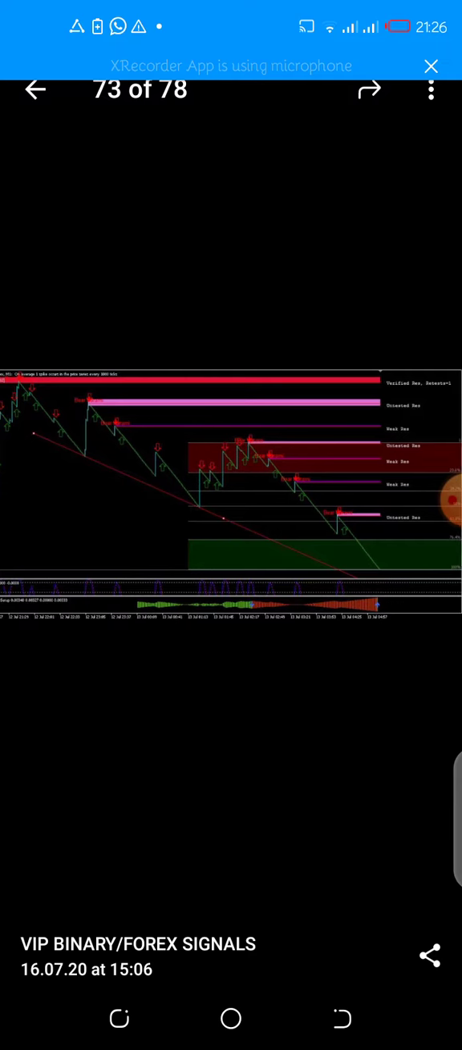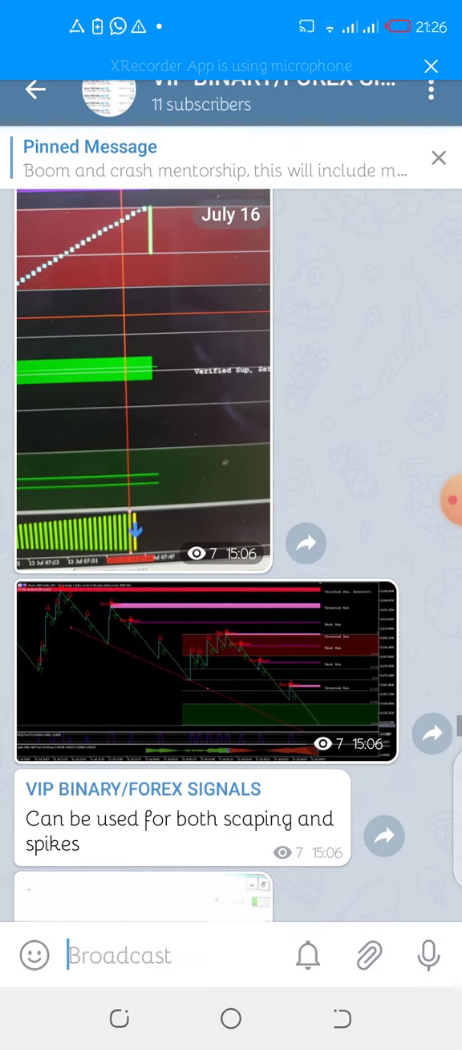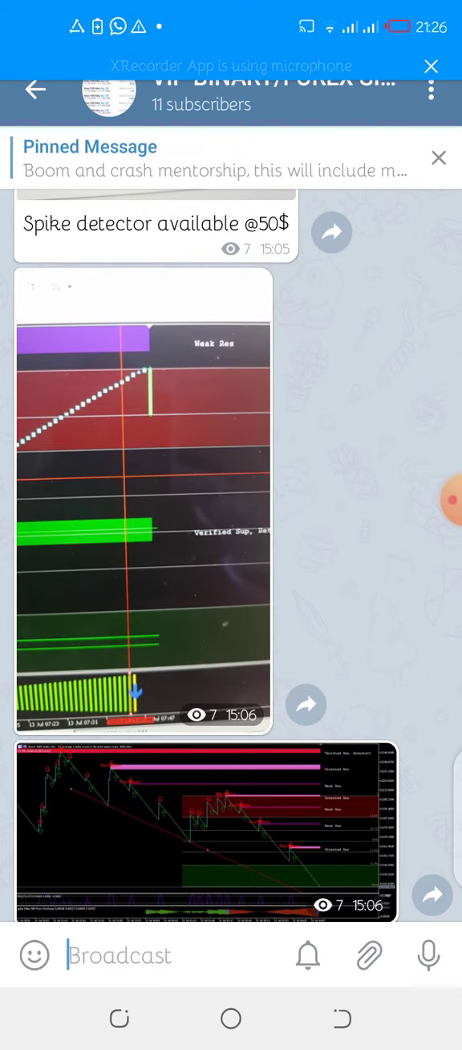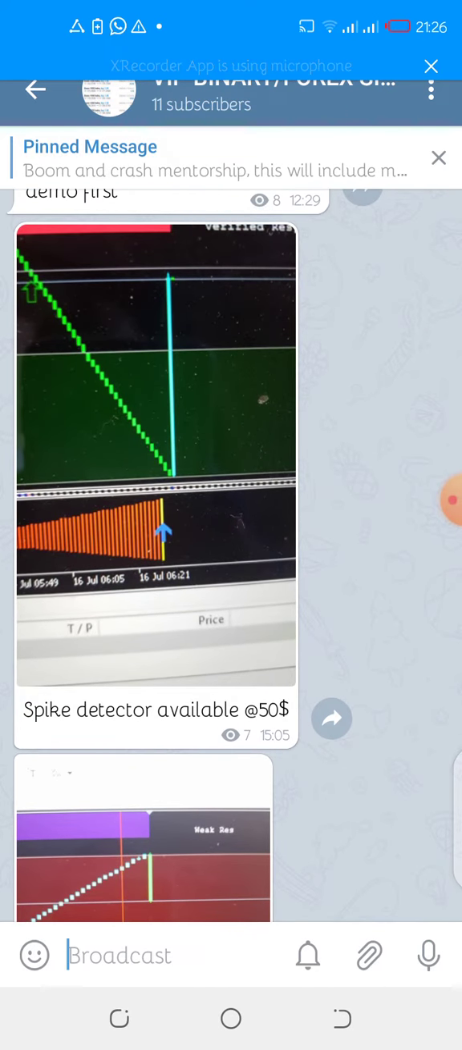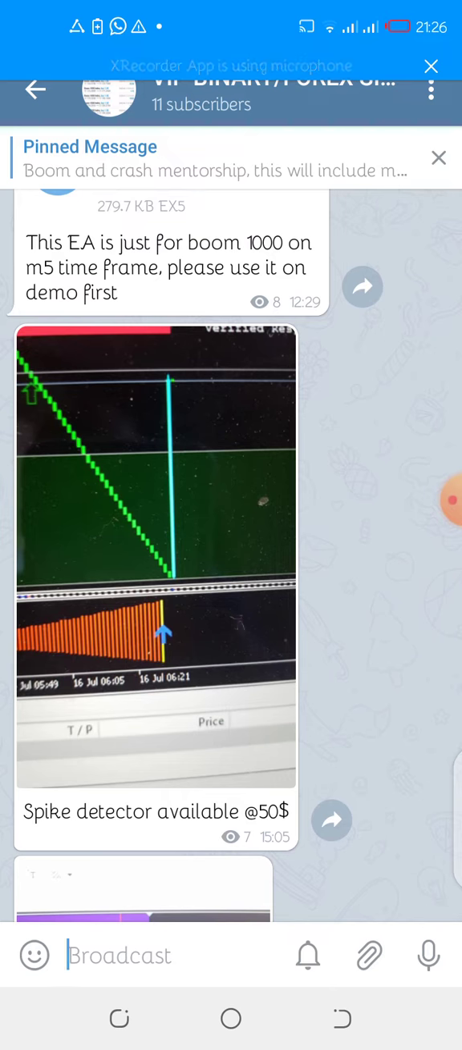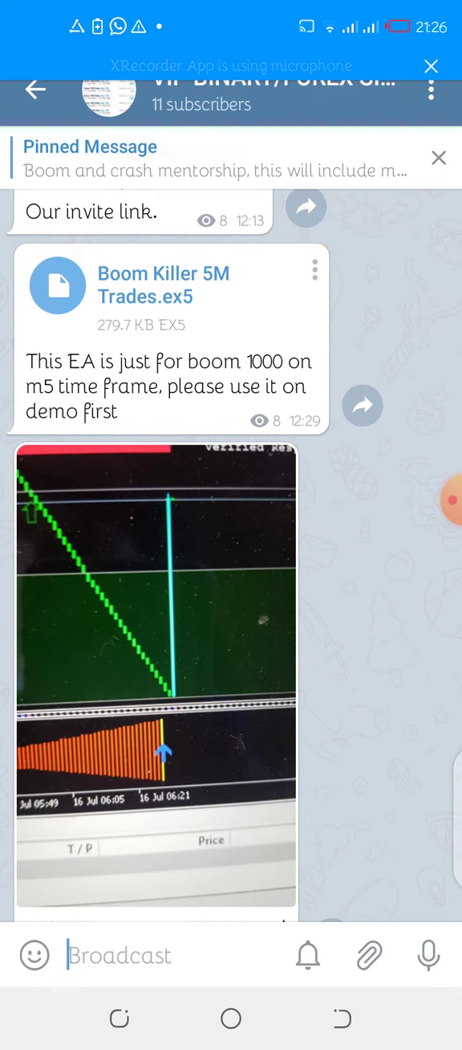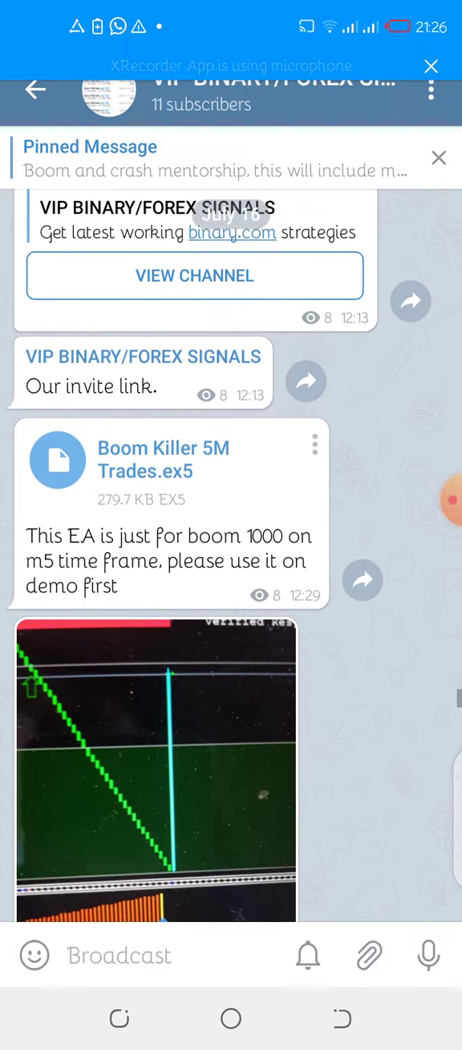So we are full of resources. We have so many indicators. Look at this. The sign comes and they pop immediately. Look at this. The sign comes and immediately a spike comes. So this indicator is very awesome for trading spikes, very awesome if you want to scalp. And there is more.